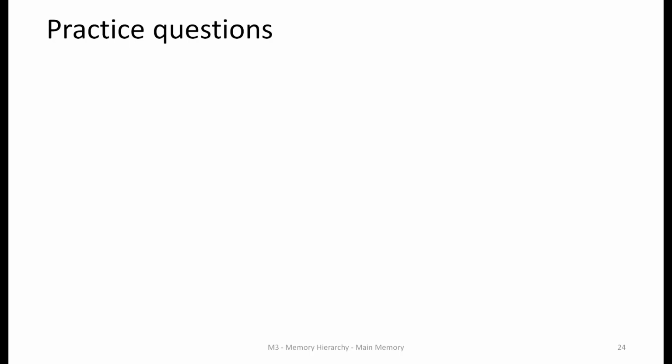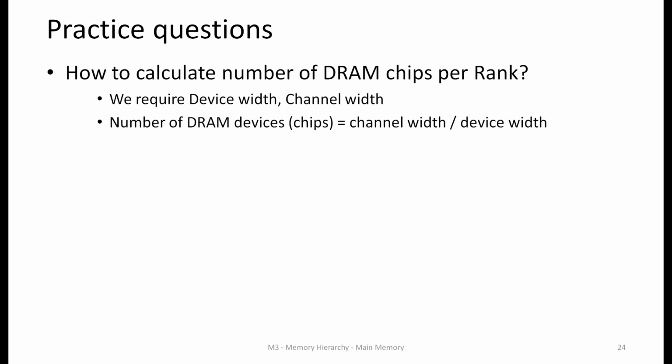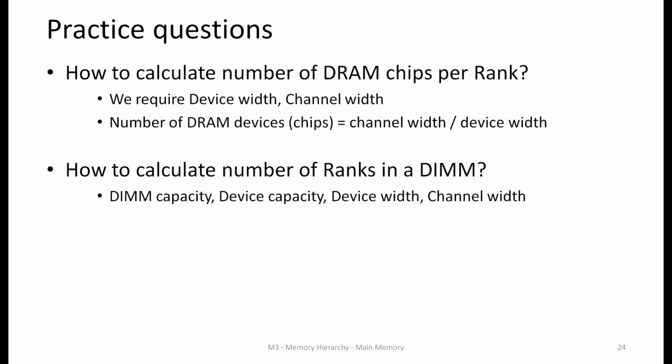So with that, let's look at some questions for practice. How do we calculate the number of DRAM chips per rank? We have just seen that we would need both the channel width and the device width, and the number of DRAM devices or chips is given by channel width upon device width. Now, how do we calculate the number of ranks a DIMM has? For this, we would need the total DIMM capacity, the DRAM device capacity with which this DIMM is made of, and the DRAM device width along with the channel width.